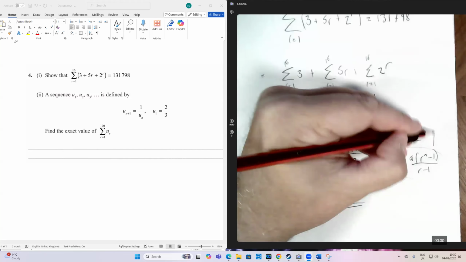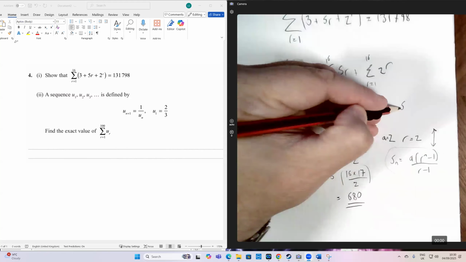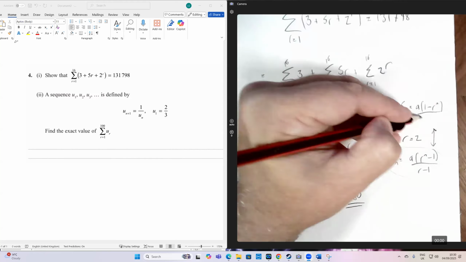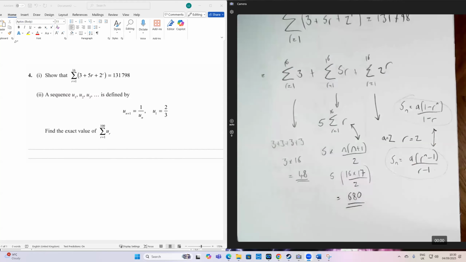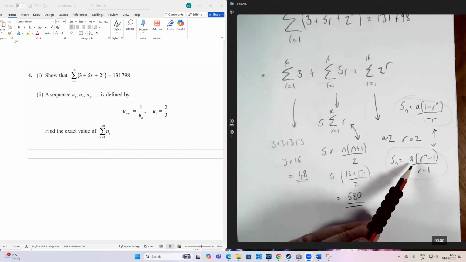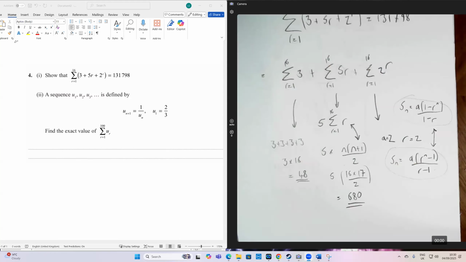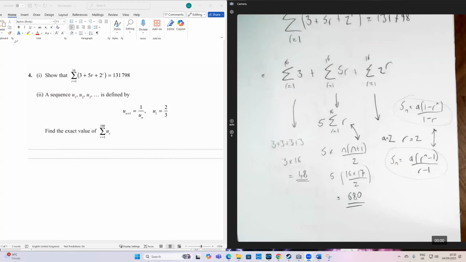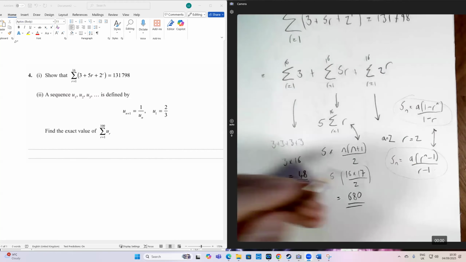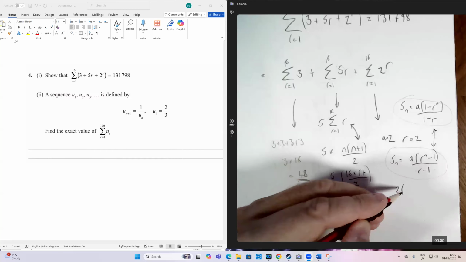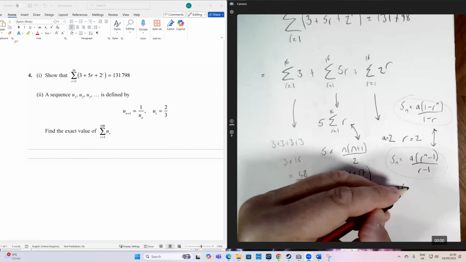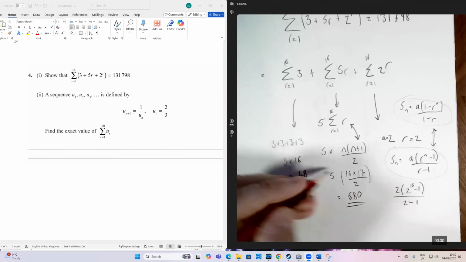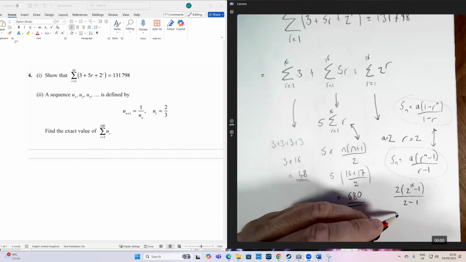So it doesn't matter really whether you use that version or this version, which I'm now writing. They're both equivalent to each other and both are acceptable. It's just convention to use the one that avoids you having to deal with a negative. Because our r is 2, r minus 1 is going to be positive, so that's the only reason why we would use that one. So we sub into this and we now have 2 times 2 to the power of 16 minus 1, all over 2 minus 1.